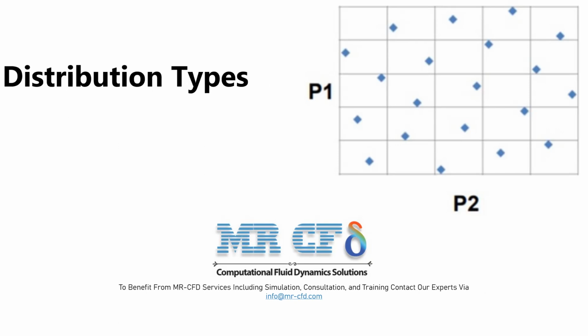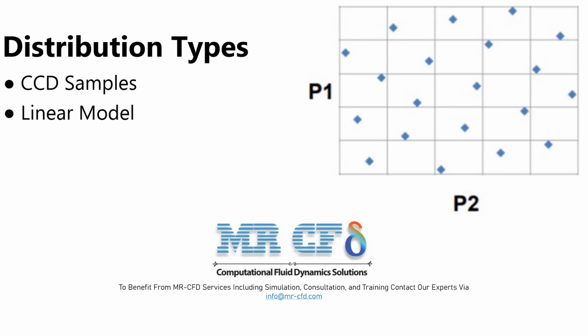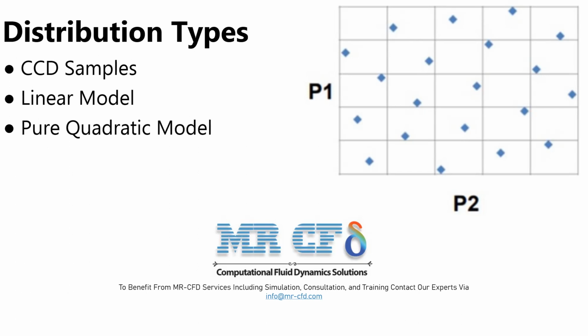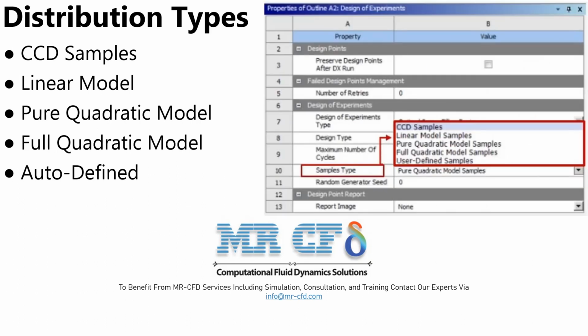The types of distribution of the sample points of the optimal space filling design model include the following: CCD samples, linear model, pure quadratic model, full quadratic model, and auto-defined. This figure shows the sample distribution types for the optimal space filling design model.